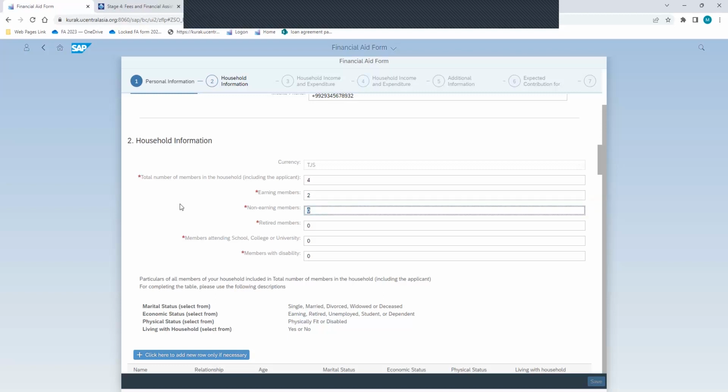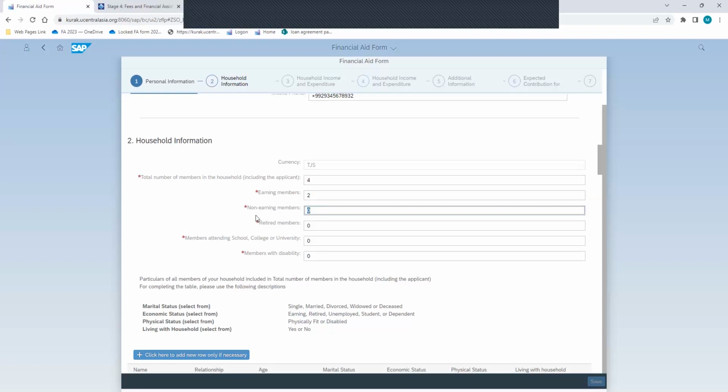Non-earning members. This is related to people who are not earning, but just pay attention to the below questions as well, because here we have retired members, we have members attending school, college, university, and with disability. So just be sure that you're not mixing up the non-earning members, because somehow you can also think that there are also non-earning members, but we have options here.